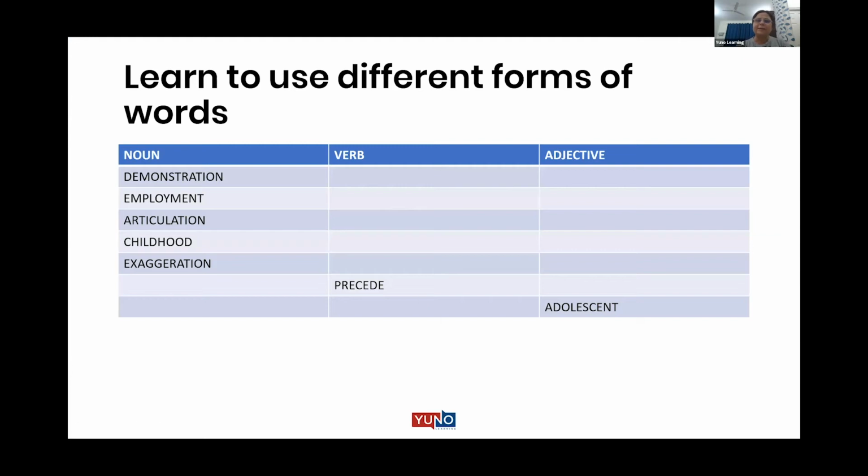So let's understand how we can use different forms of words. The words have different forms. They play different roles in our sentences. Now, these are few words.